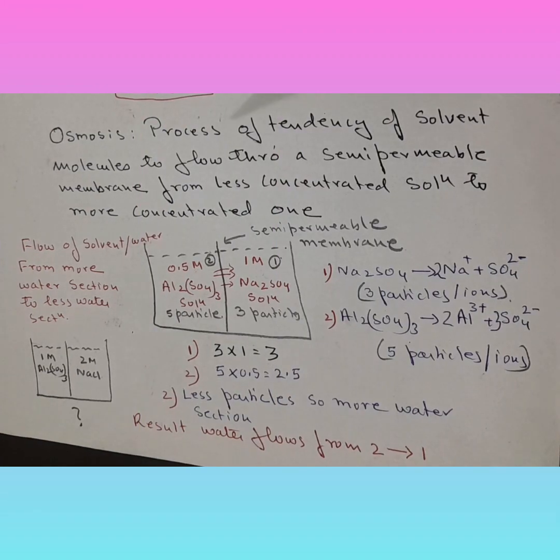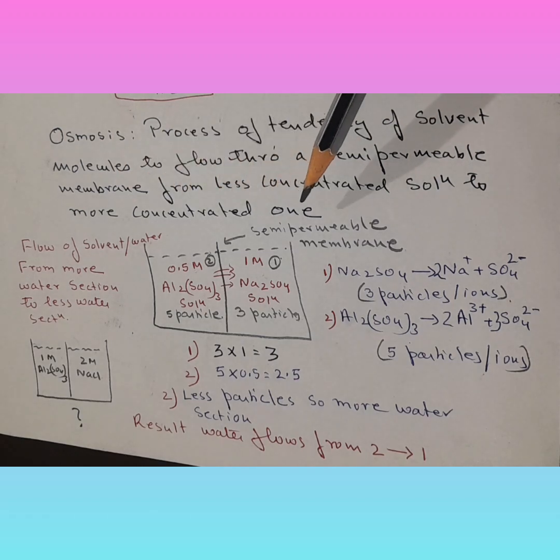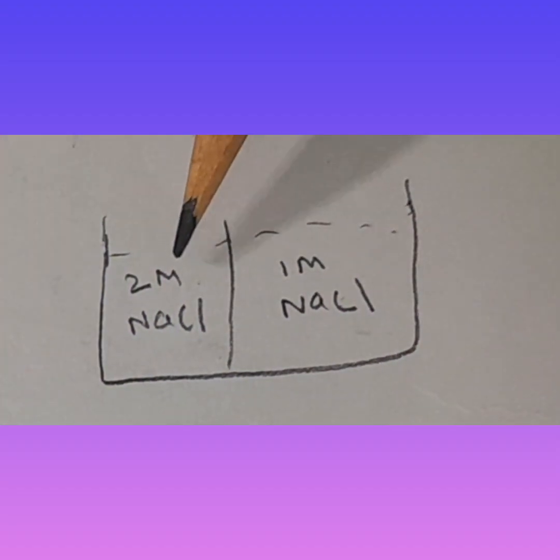Let's understand the process of osmosis. Osmosis is the tendency of solvent molecules to flow through a semi-permeable membrane from a less concentrated solution to a more concentrated one. Mind you, here it is the tendency of flow of solvent. Now let me try and explain using this example.